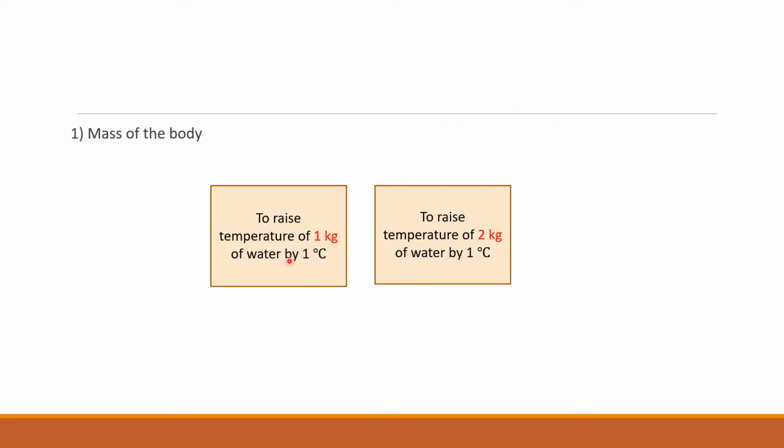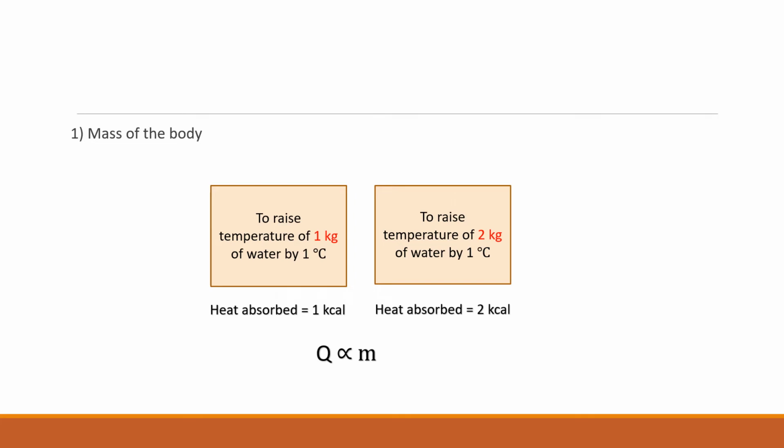Here, to raise the temperature of 1 kg of water by 1 degree centigrade, the quantity of heat absorbed is 1 kilocalorie. And here, to raise the temperature of 2 kg of water by 1 degree centigrade, heat absorbed is 2 kilocalorie. That means here the mass is 1 kg and in this case the mass is 2 kg. We are trying to raise the temperature in both cases by 1 degree centigrade. However, heat absorbed in the first case was 1 kilocalorie and heat absorbed in the second case was 2 kilocalorie. This shows that the amount of heat absorbed is directly proportional to the mass.